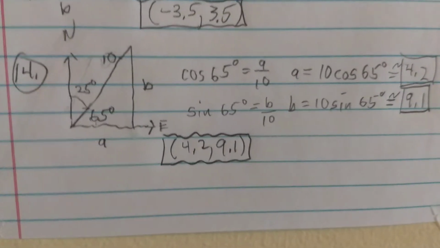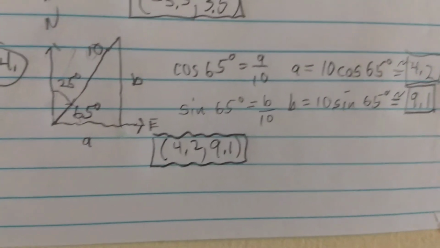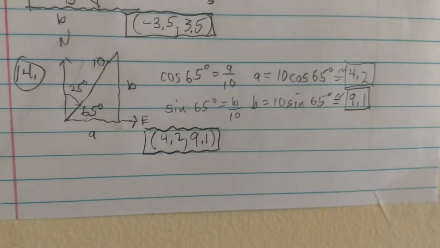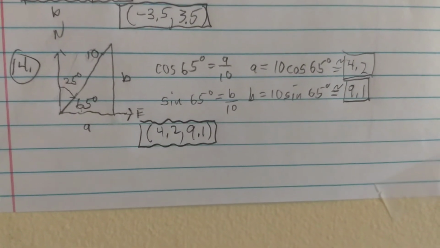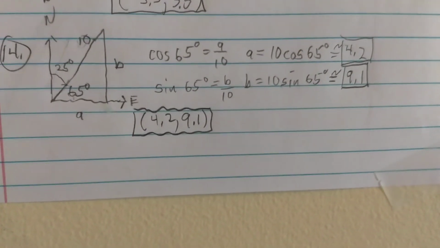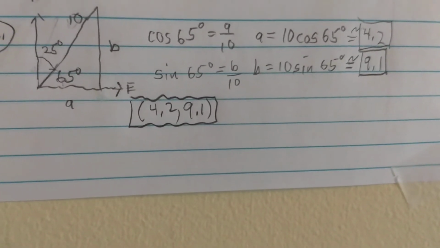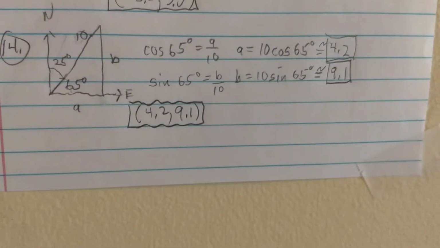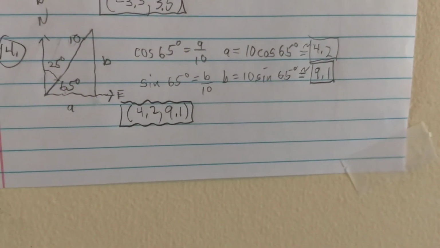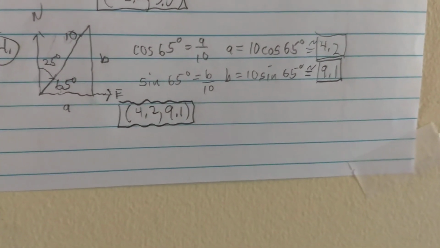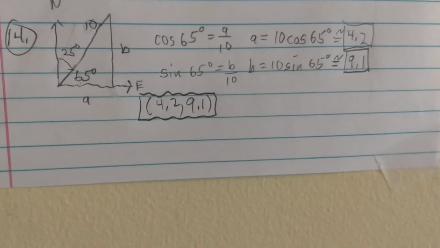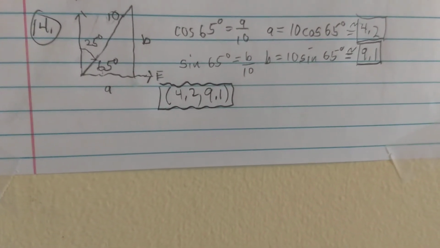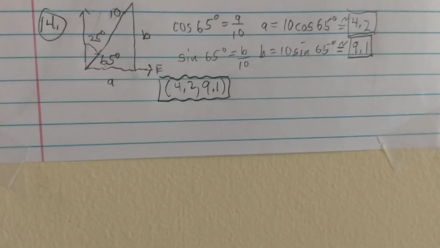And then it would have a magnitude of 10 for the vector, and with sides a and b we do the same thing as above. So cosine 65 is a over 10, and sine 65 is b over 10. A is 10 cosine 65, approximately 4.2. B is 10 sine 65, approximately 9.1. So our vector is going 4.2 right and 9.1 up in quadrant 1.